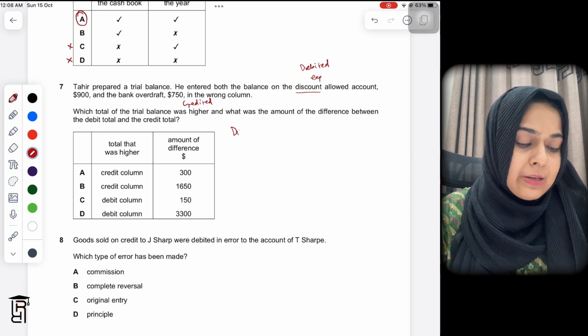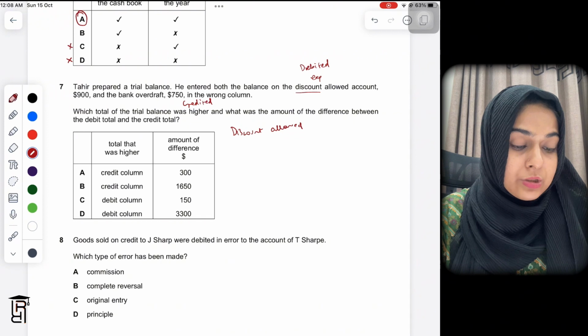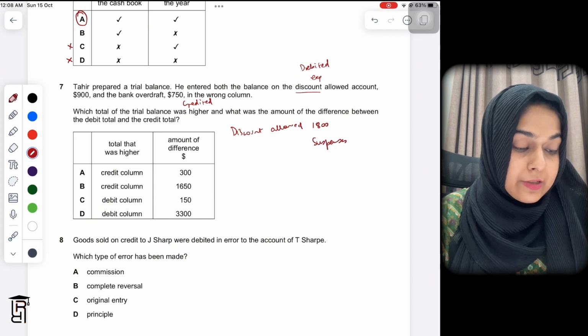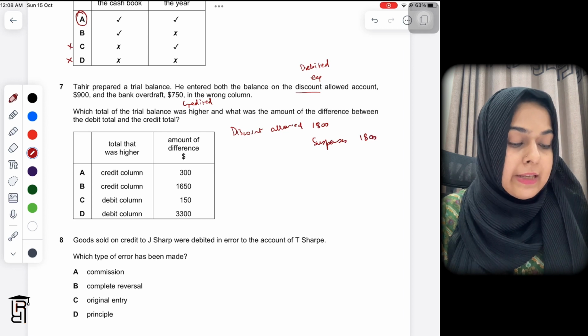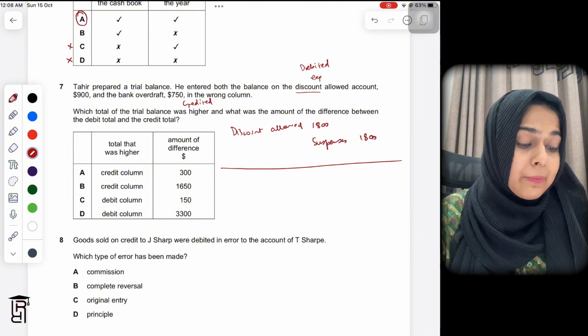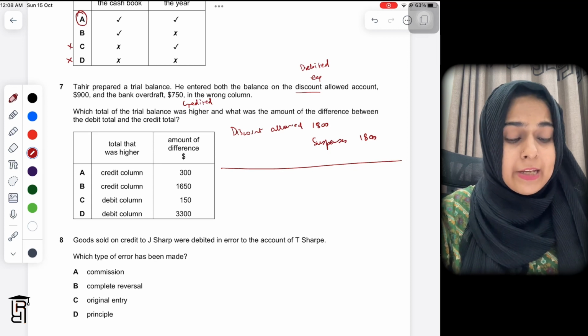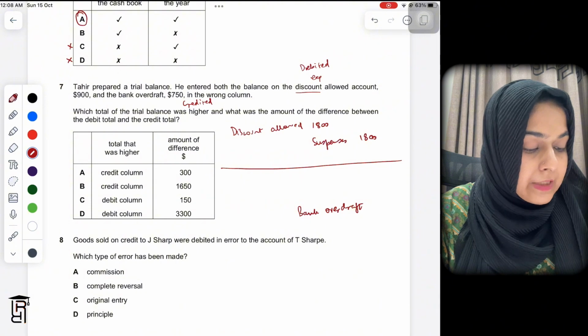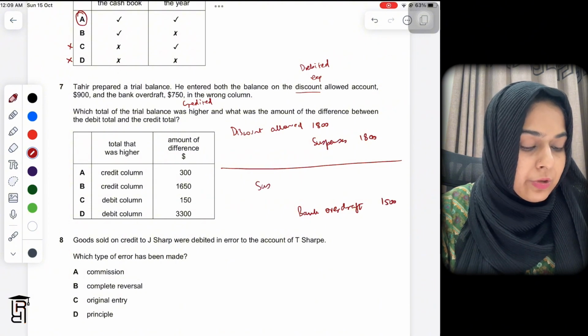You need to debit discount allowed. You need to double the amount, because you had written it on the wrong side, so this will be discount allowed 1800, and suspense should be credited. So suspense here should be credited by 1800, and then for another account, the bank overdraft, if it's written on the debit side, you need to double the amount and credit it, so that it comes on the correct side, bank overdraft, and that will be 1500. So yes, suspense will be debited here.